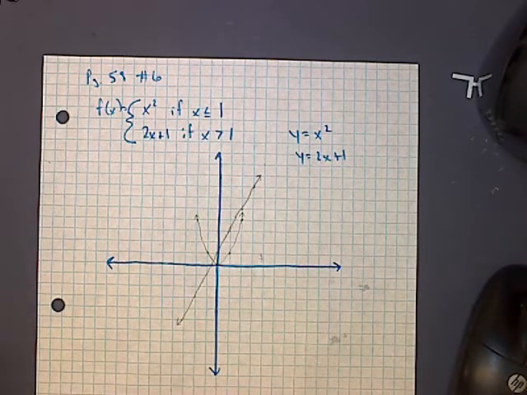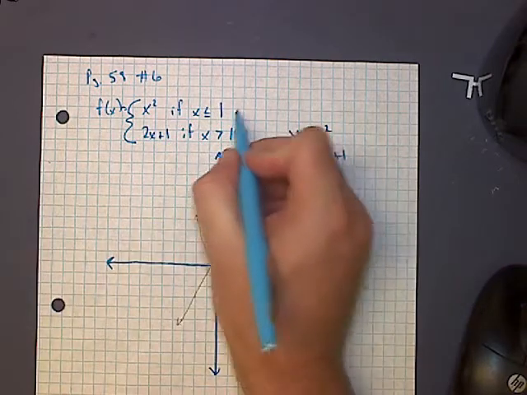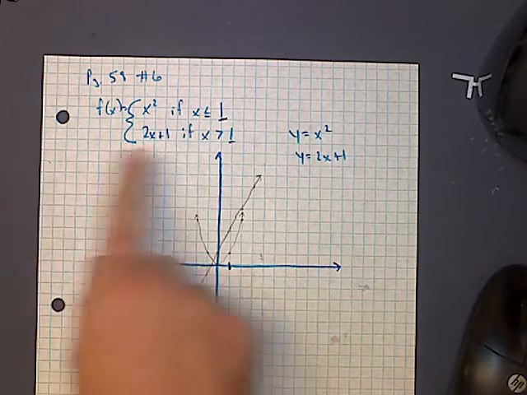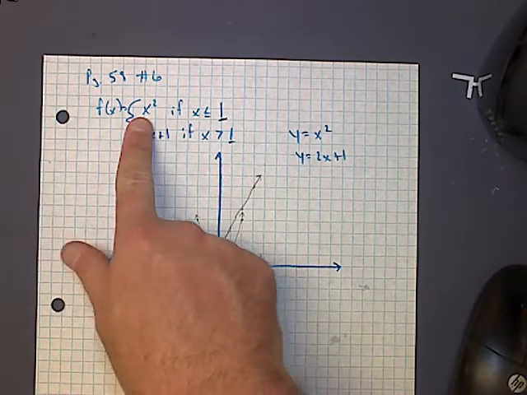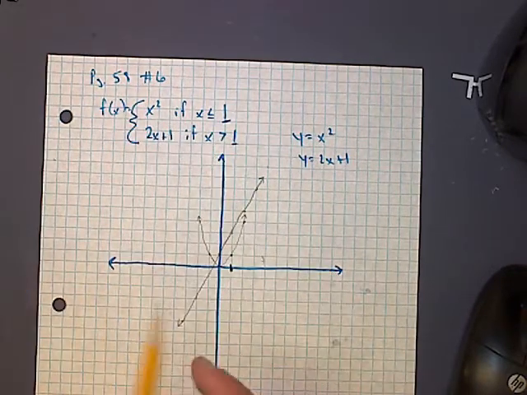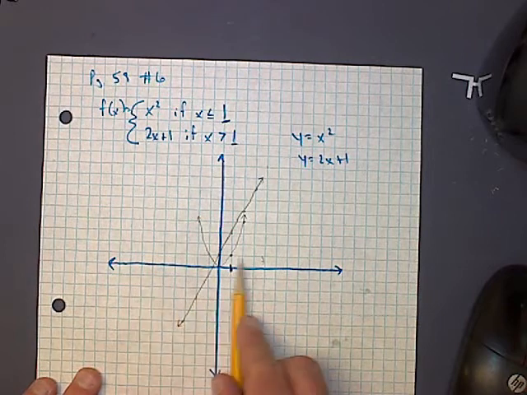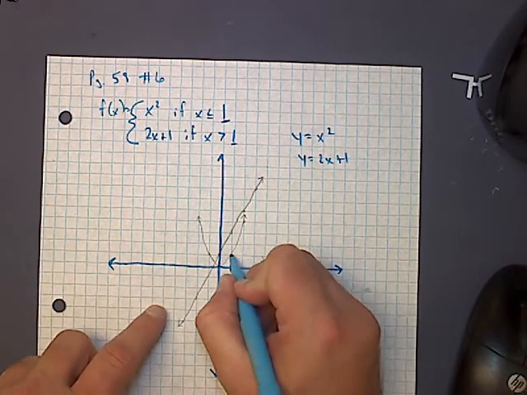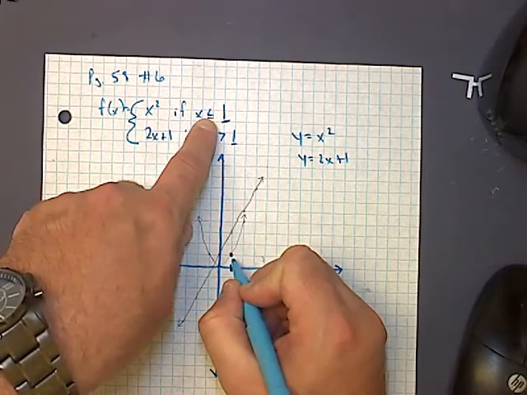Alright. Now, what's going on? We have discontinuity at 1, so I'm going to go to x equals 1. We're going to stay on x squared for all x values less than or equal to 1. That means it's this way. So I go up to it where I hit it, which would be a closed dot, because of the or equal to.